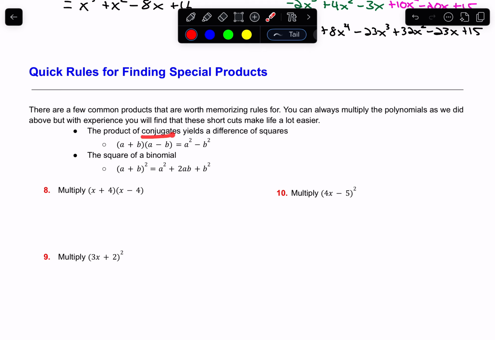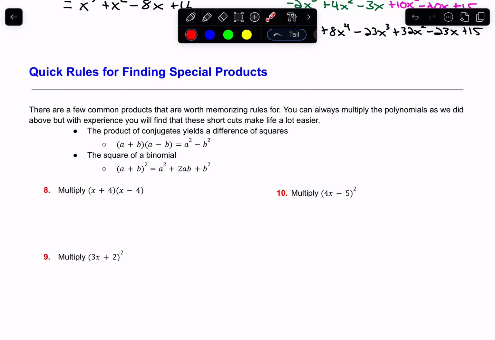The product of conjugates yields a difference of squares. The word conjugate means we change the symbol in between the two letters. In this case, a plus b and a minus b are conjugates because the only difference is we changed the positive to be a negative. That's called conjugating the expression. And when we multiply this out, we get a nice convenient result, a squared minus b squared. You might be wondering, what happened to the middle term, like this 2ab? Well, when you multiply conjugates, that middle term actually just disappears, because it cancels itself out.